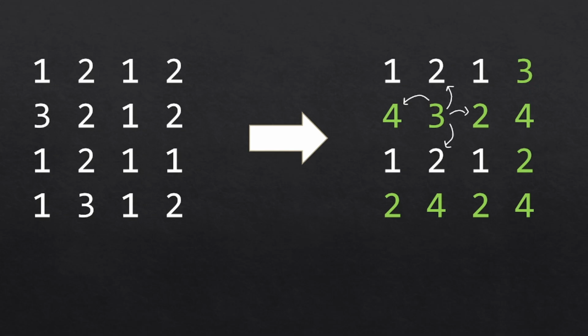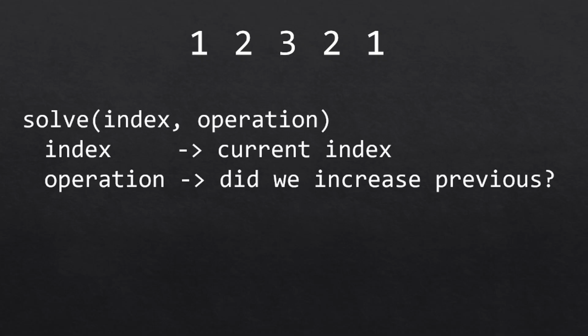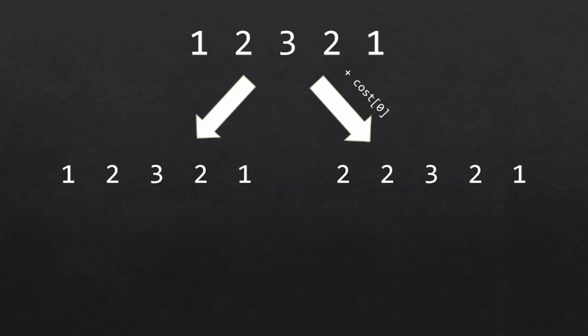Now, if this were a one-dimensional problem, say just a single row, it would resemble a basic dynamic programming task. In that case, we could define a state as solve of index and operation, where index is the current position in the array. Operation is a Boolean indicating whether we performed an operation at the previous index. From that state, we decide whether to increase the current number or not, a standard pick or not pick situation. Using memoization or tabulation, we can compute the minimum cost for the array.